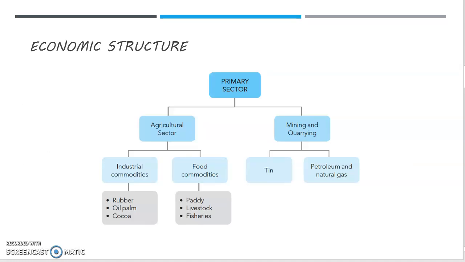When we look into the primary sector, there are two subsectors inside it. The first is the agricultural sector. It can be divided into industrial commodities and also food commodities. Under the industrial commodities, there are rubber, palm oil, and also cocoa. While for the food commodities, it's paddy, livestock, and fisheries. And then the other category of the primary sector is mining and quarrying. The most famous ones are tin, petroleum, and natural gas.